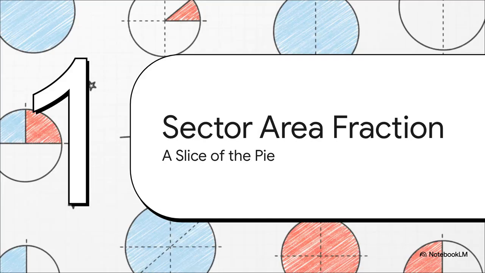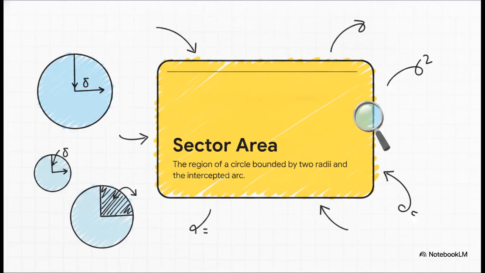Super simple. Sector area as a fraction, a slice of the pie. Now that we've completely mastered the crust, let's calculate the 2D space of the entire slice. We're shifting from a 1D linear measurement to a 2D area measurement. This region is called a sector, and just like we saw with arc length, the sector area is simply a fraction of the circle's total area.